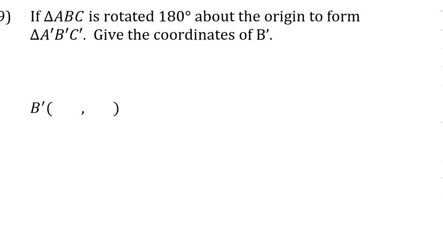So in the diagram off on the right, we're going to look at it in just a second. A triangle ABC is rotated 180 degrees about the origin to form triangle A prime, B prime, C prime, and you're just asked to list the coordinates of B prime. Where does B go after the rotation occurs?